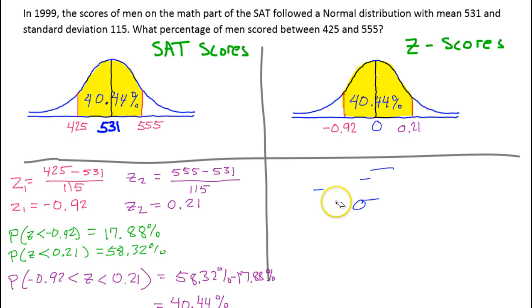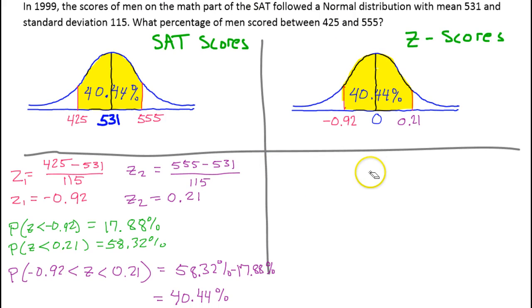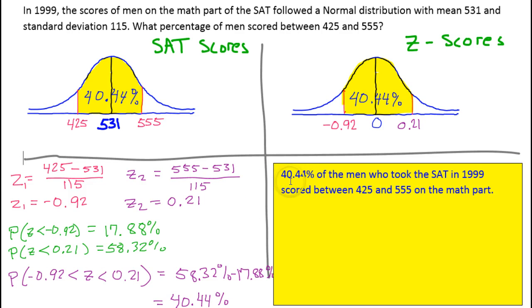So that's really what this fourth quadrant is for. I'm going to go ahead and write this up. Anytime you have a real-world problem, you shouldn't just answer it with a single number. You should answer it with a complete sentence. So here's the bottom line. 40.44% of the men who took the SAT in 1999 scored between 425 and 555 on the math part.